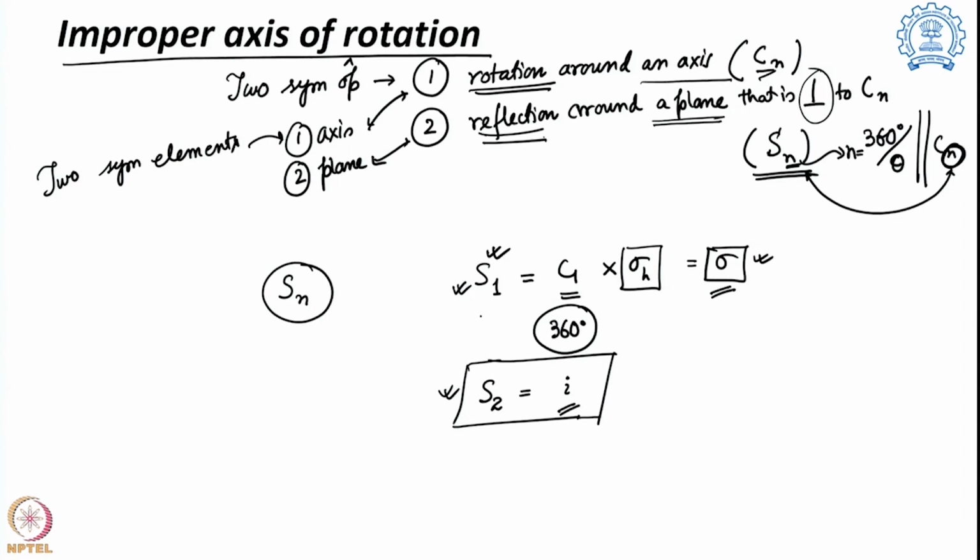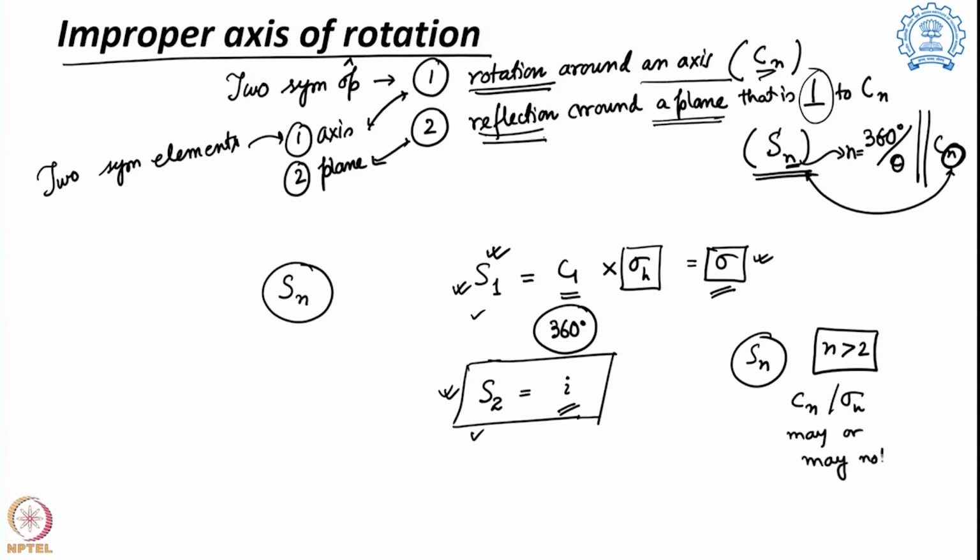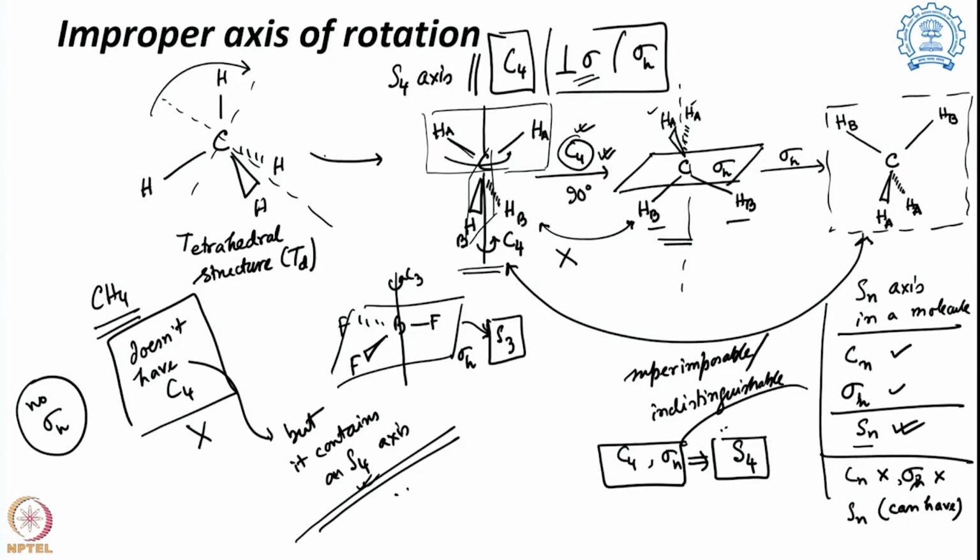So these are the two simplest S axes of symmetry you can imagine, and you can also have higher order Sn where n is greater than 2, and over there, as we have just discussed, it does not always mean that you have to have a Cn and sigma h present, it may or may not be present. And you can still have a new Sn axis of rotation. So that is where we are going to get to the next one.